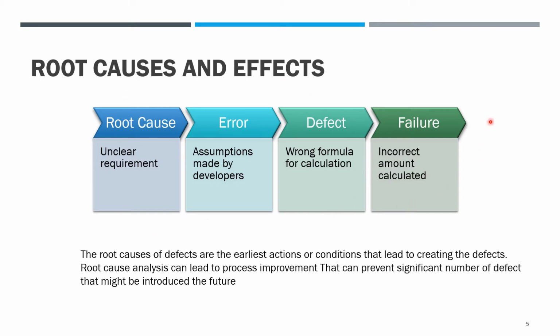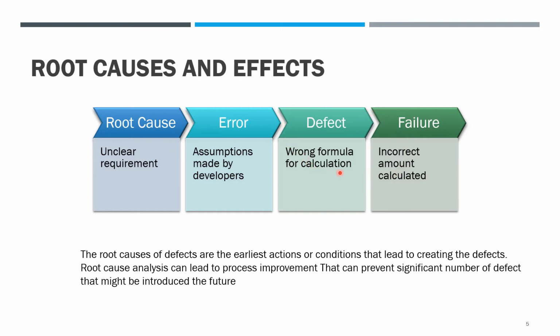Whenever a failure happens on the system, you need to trace back. What caused it? For example, let's say this is a banking system and an incorrect amount is calculated. Why does that happen? You need to identify what the reason was.